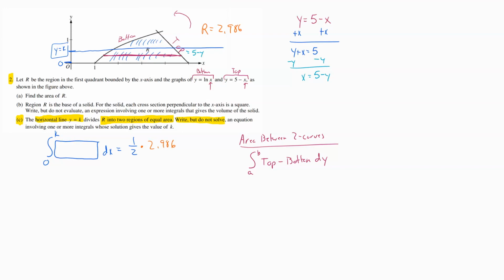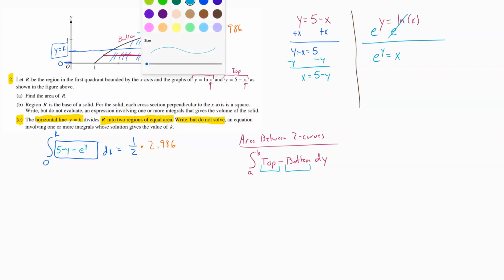Then we would do a similar thing with our other equation. It tells us that y equals the natural log of x. To get x by itself, we raise everything to the e. We would say e to the natural log of x is equal to e to the y. E and natural log cancel each other out, and we end up with e to the y equals x. So our bottom equation here is e to the y. Now we have everything we need for our top minus bottom setup. The top equation would be 5 minus y, and then we subtract the bottom equation, which would be e to the y.